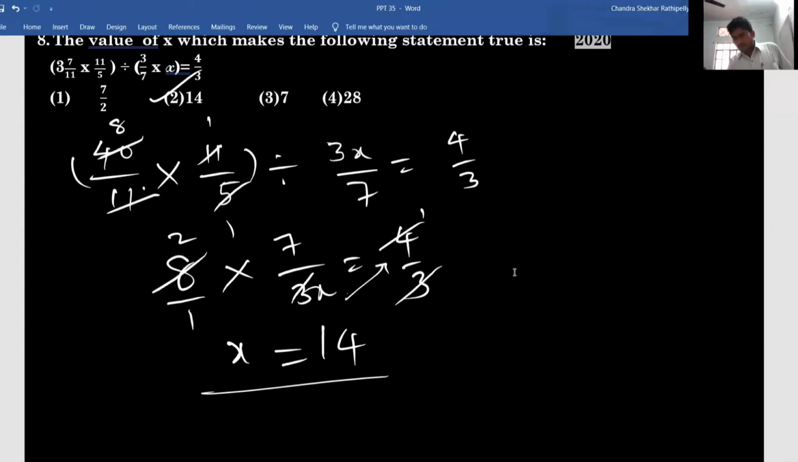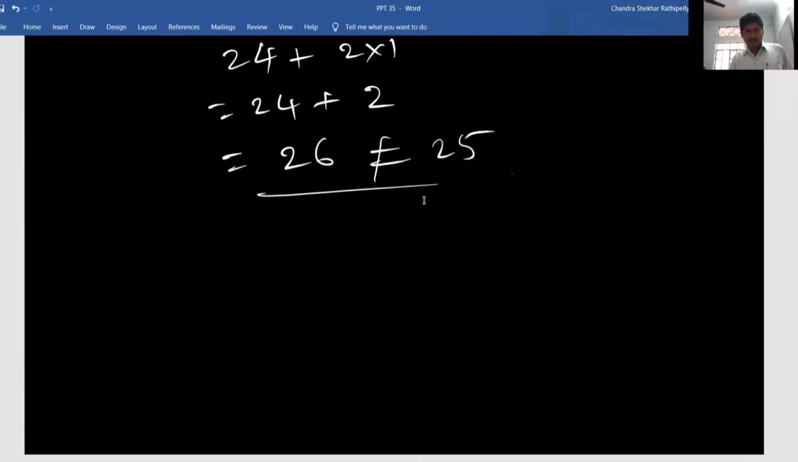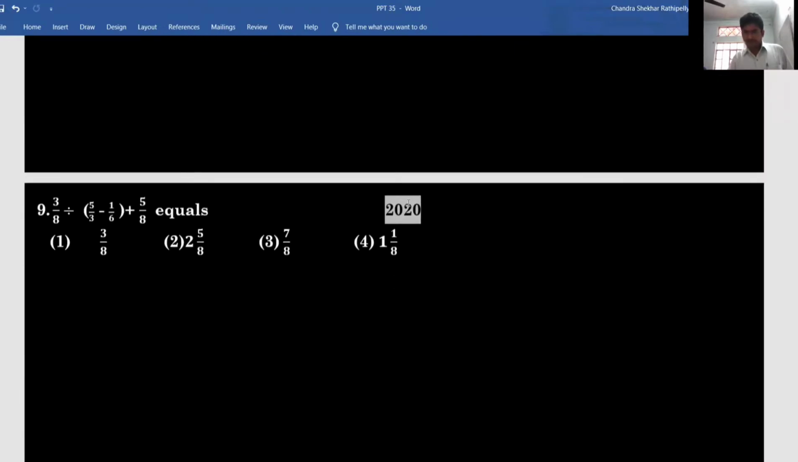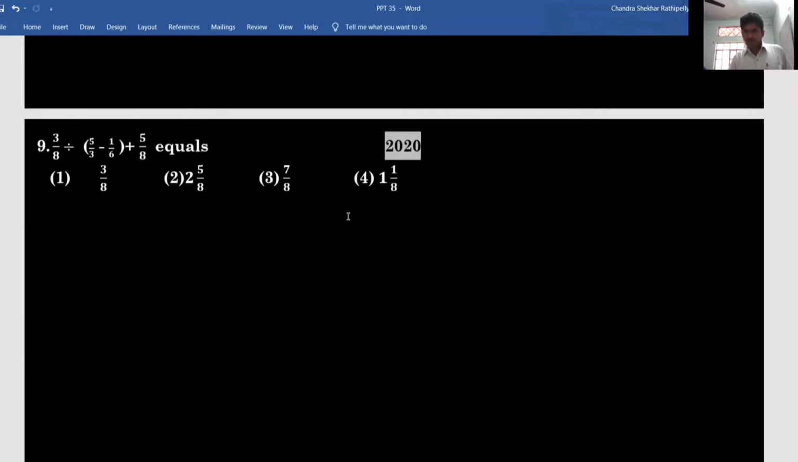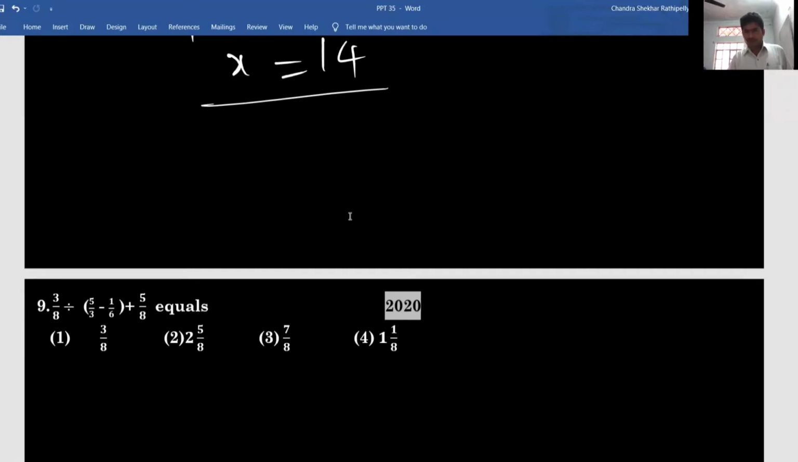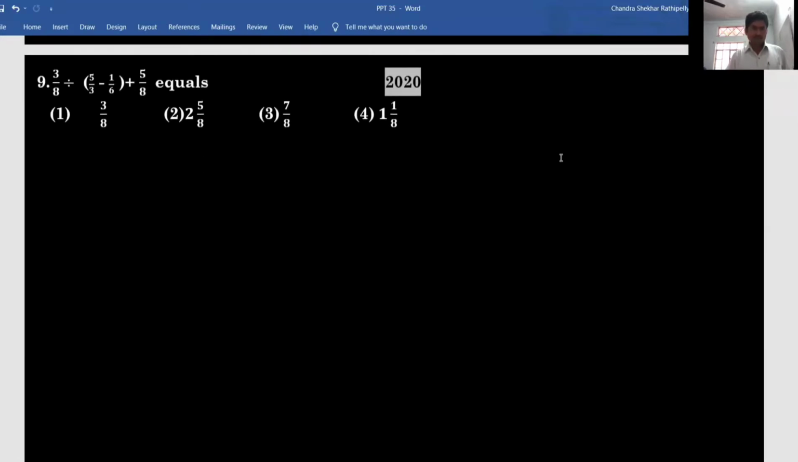8th one. Children, speed up. Veganga cheyali children. So 8th one, very good. So many children got 14, very good.